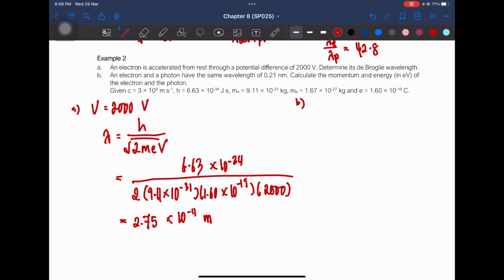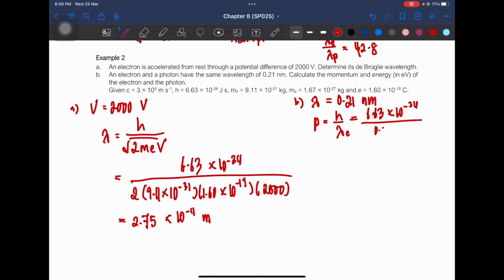Question B, we have an electron and a photon that have the same wavelength of 0.21 nanometer. Calculate the momentum and energy of the electron and the photon. For the momentum, it is just p equal to h over lambda of the electron. So 6.63 times 10 to the negative 34 divided by 0.21 times 10 to the negative 9. So momentum is equal to 3.16 times 10 to the negative 24 kilogram meter per second.